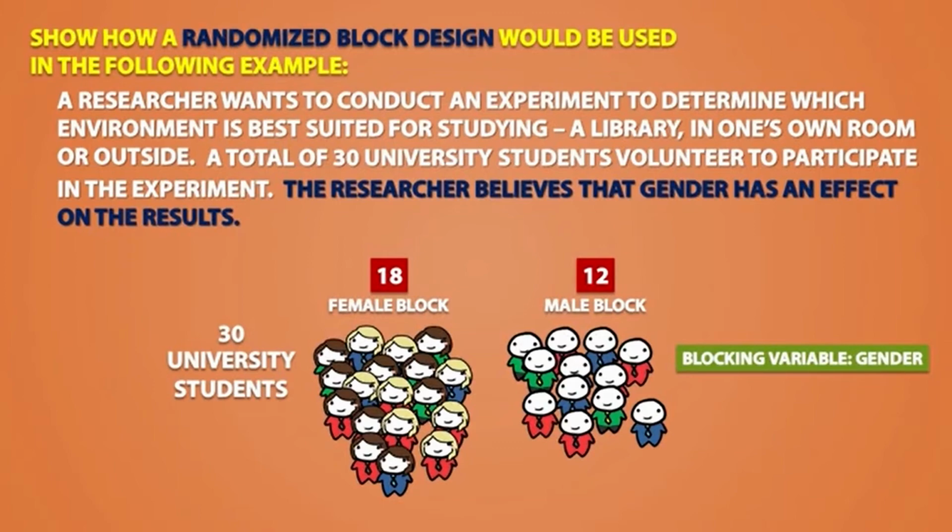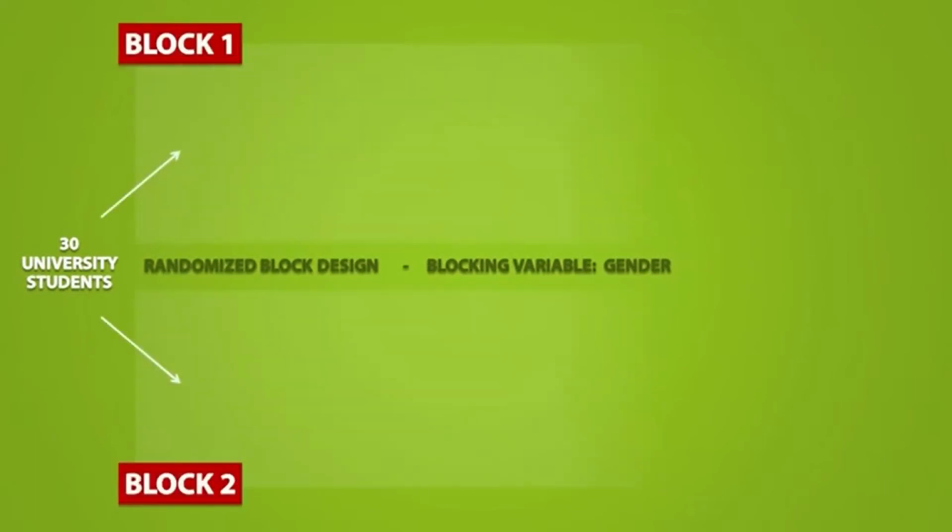So let's make a diagram out of this. We are looking at a randomized block design, and gender was the blocking variable. We started off with 30 university students, and we separated these students into 2 blocks. One was for males and one was for females. We determined that there were 18 females and 12 males.